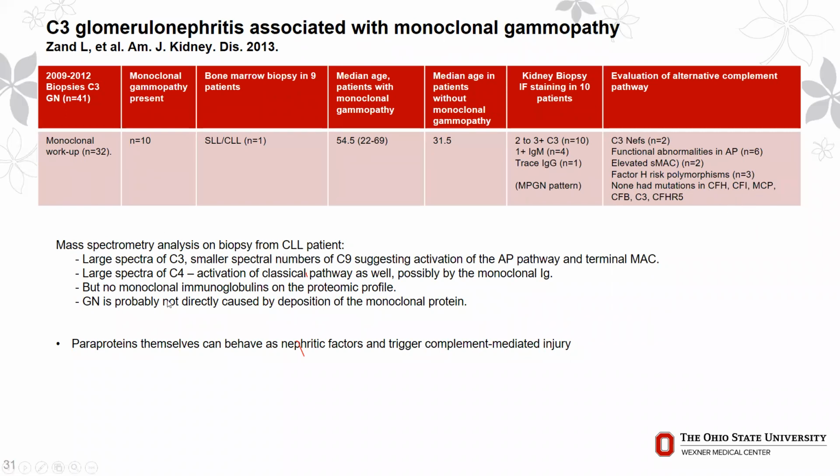And the mass spectrometry that they did on these cases showed a lot of C3, a lot of C4, but no monoclonal immunoglobulins. So even though they had a spike in the serum, they did not have monoclonal immunoglobulins in the tissue on their mass spec profiles, giving way to the idea that these paraproteins can cause injury even indirectly. Paraproteins can themselves behave as nephritic factors and trigger complement-mediated injury. So this is trying to clarify some of these overlapping disease conditions.